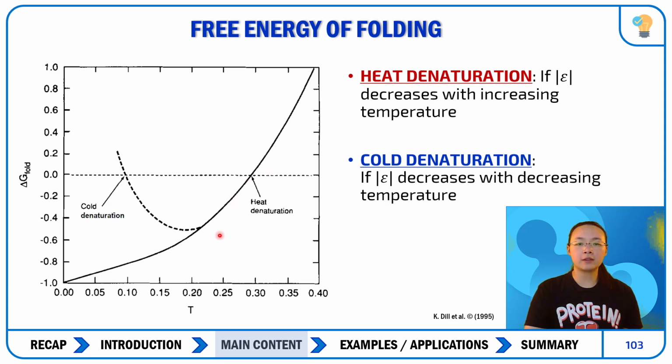When we take a look at the free energy of folding, there's something unique as well. At hot temperatures and at cold temperatures, it's possible for denaturation to occur. So keep in mind that at some threshold magnitude of energy, denaturation will occur when it gets too cold or too hot.